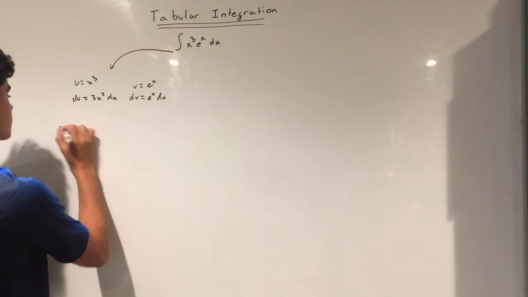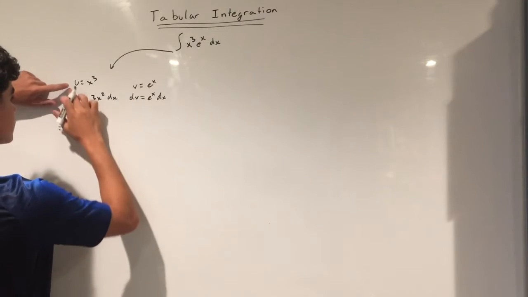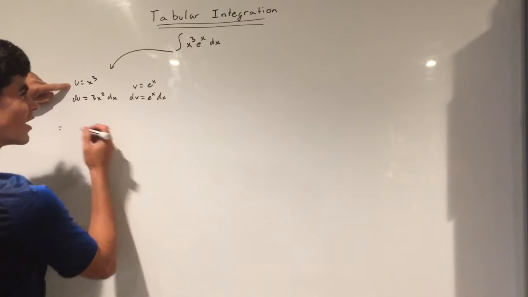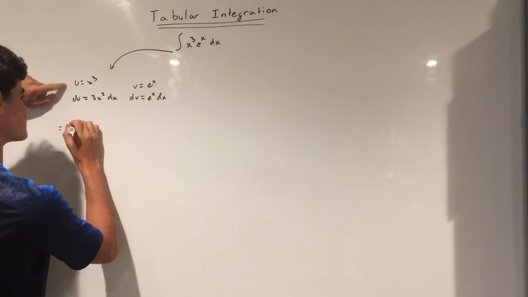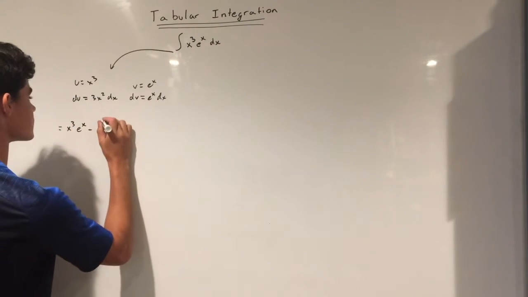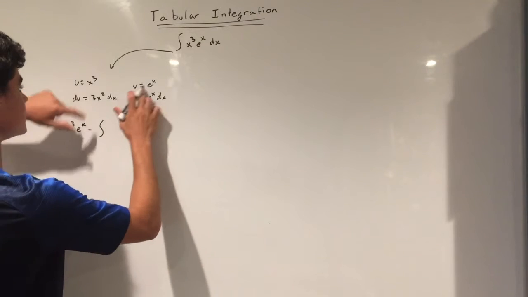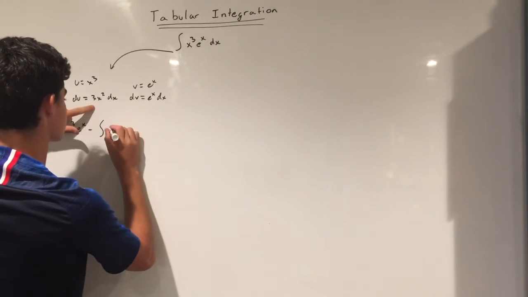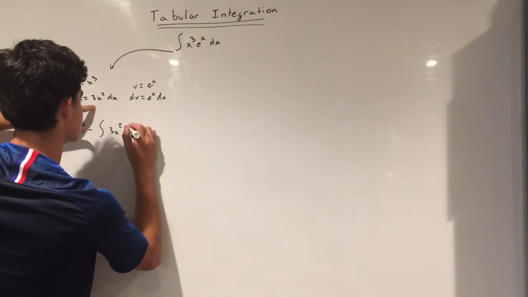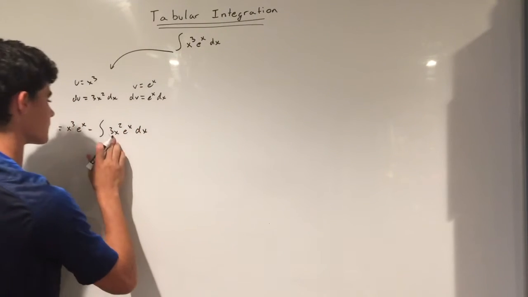So when I plug this back in, we have uv. I always remember that through UV radiation. I just found that funny. Minus our integral of v du. So we're at 3x squared e to the x dx.